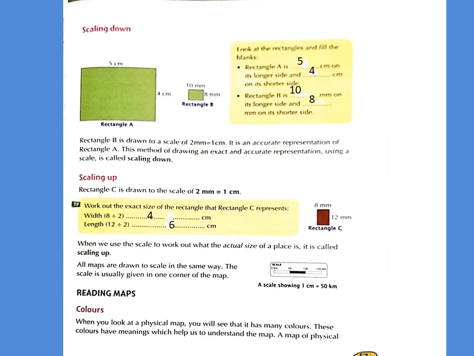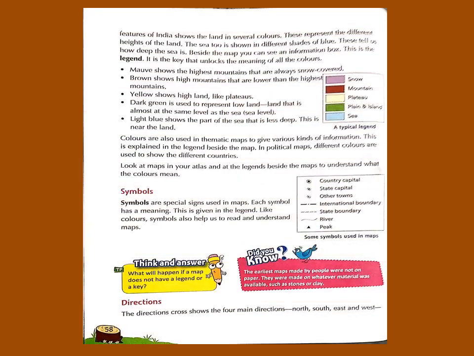Now all of you move to page number 57. A map of physical features of India shows the land in several colors. These represent the different heights of the land. The sea too is shown in different shades of blue. So the map is representing the sea by using different shades of blue. And why? These tell us how deep the sea is.